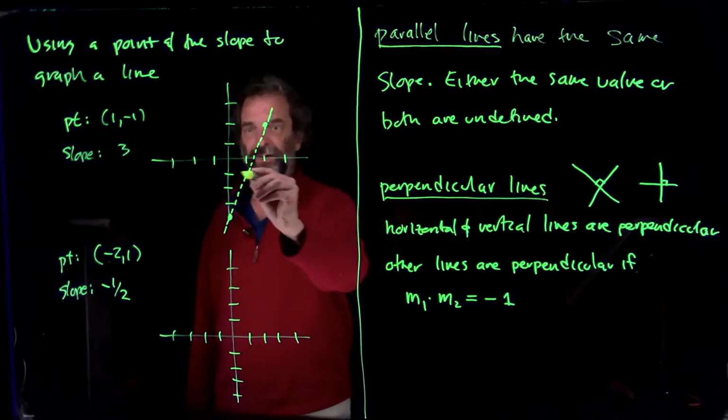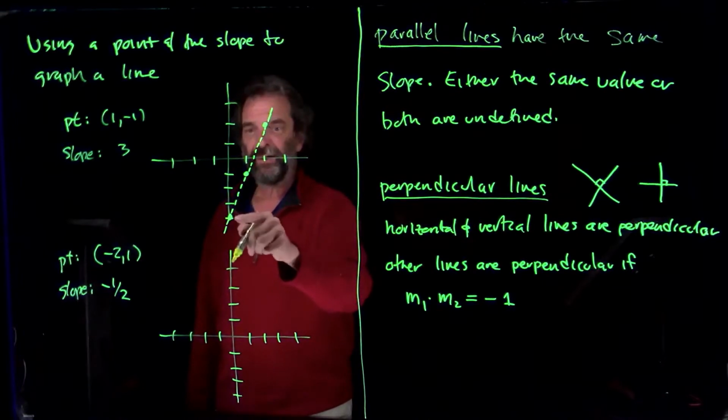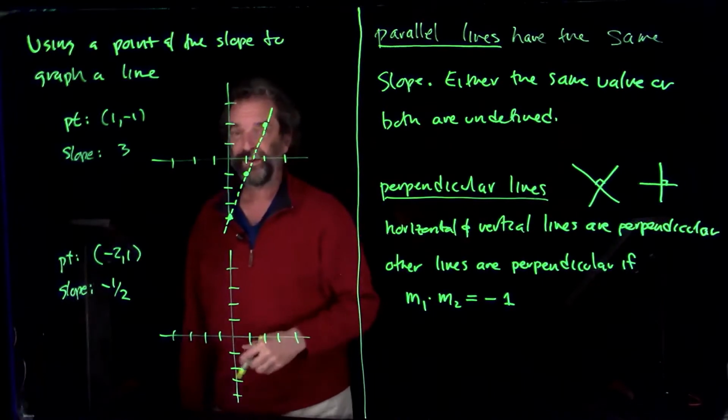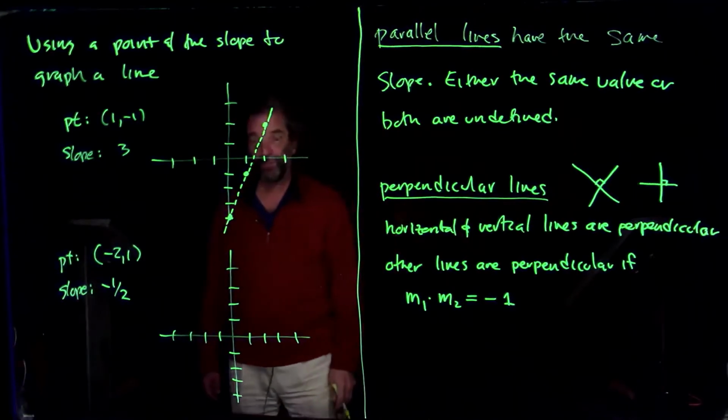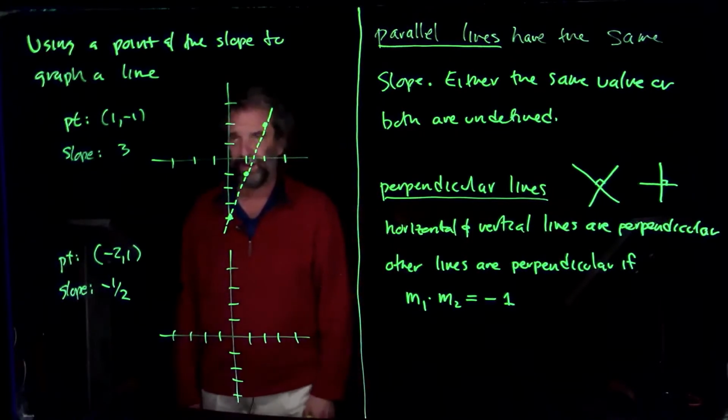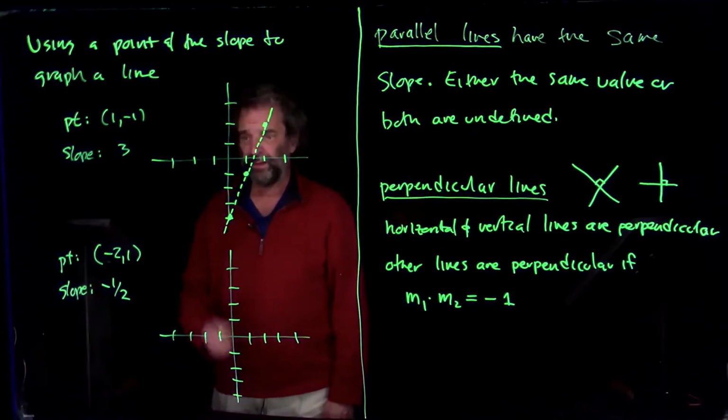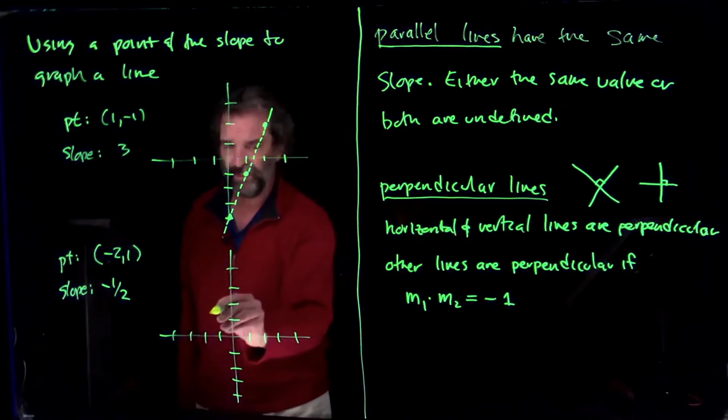Judging from how this looks, over 1, down 3, here's the y-intercept. X is 0, y is -4. So we actually got some information off of that. We'll try it again over here. The point is -2 for x, 1 for y. Here it is.